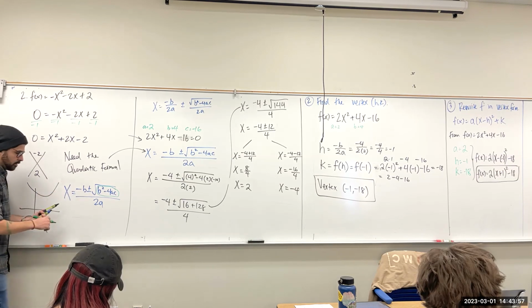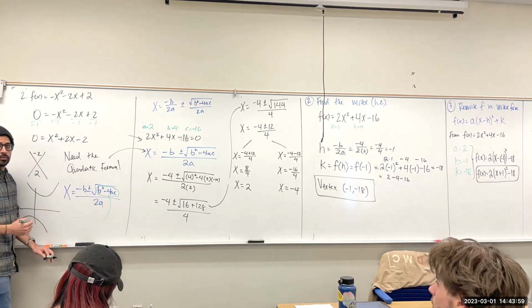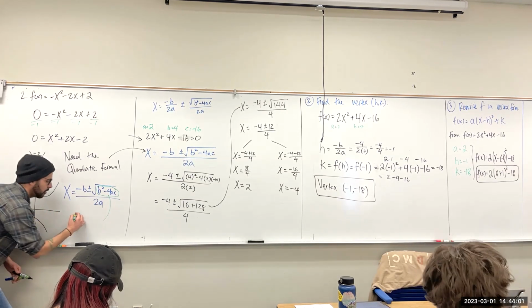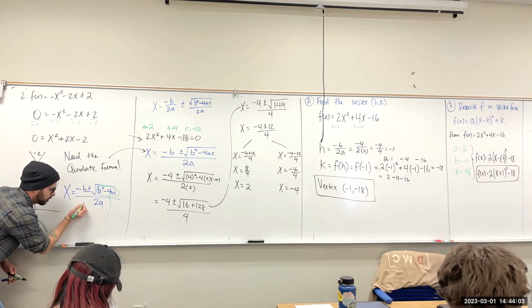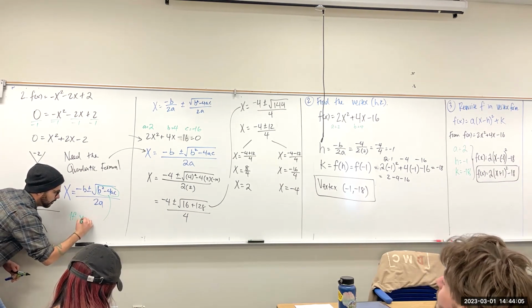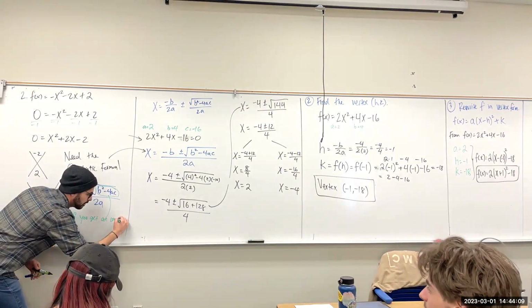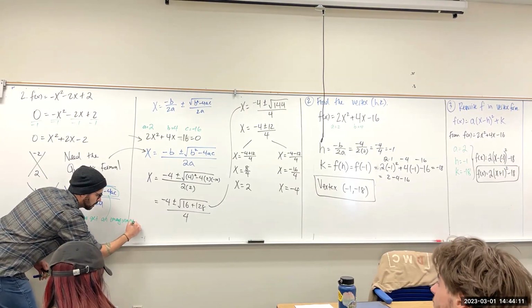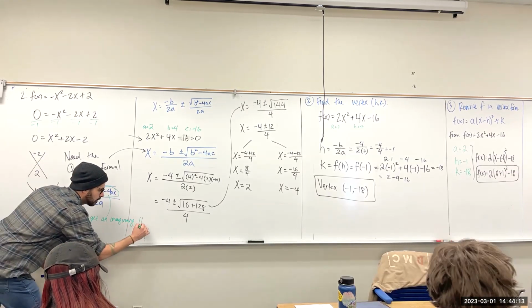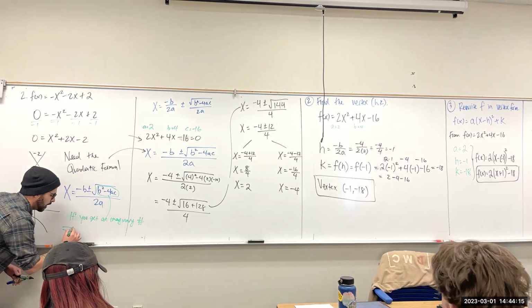Wait, sorry, it's happening too? No, not on number 2. Yeah, okay. I'm just saying it might happen. Yeah, so if you get an imaginary number, that tells you there is no x-intercept.